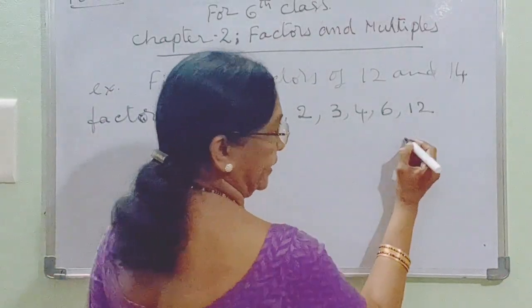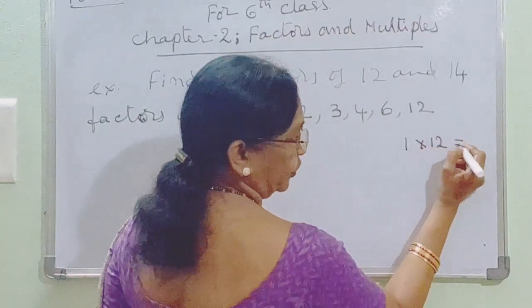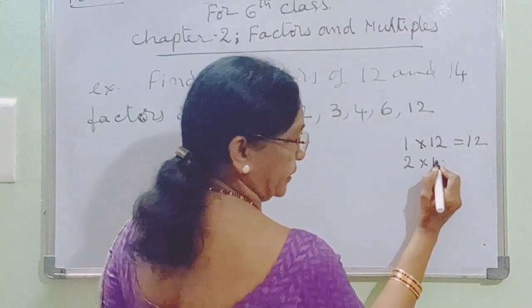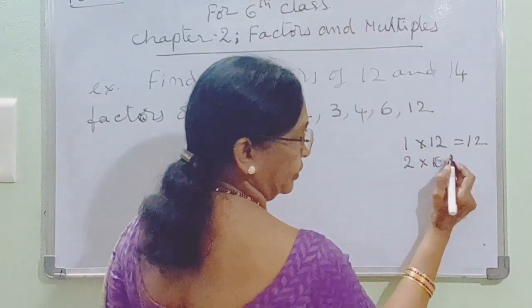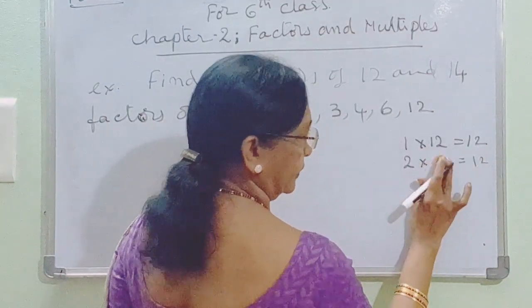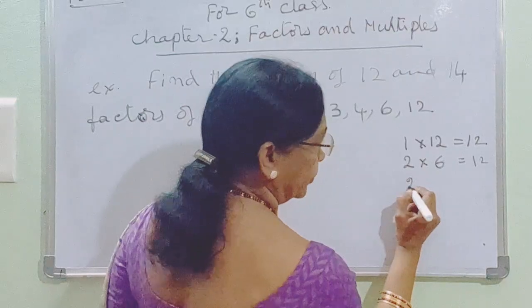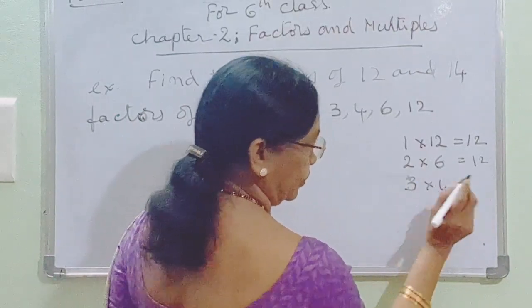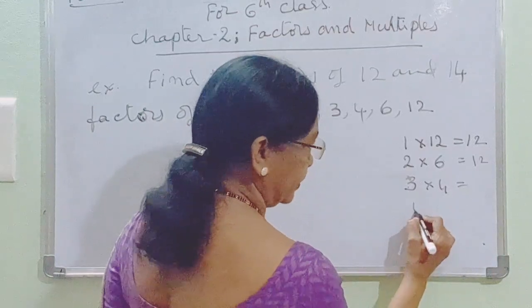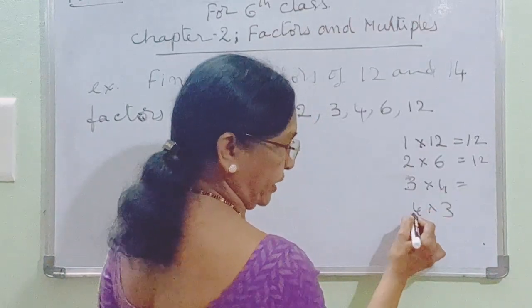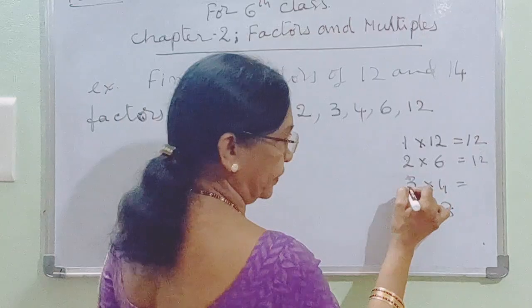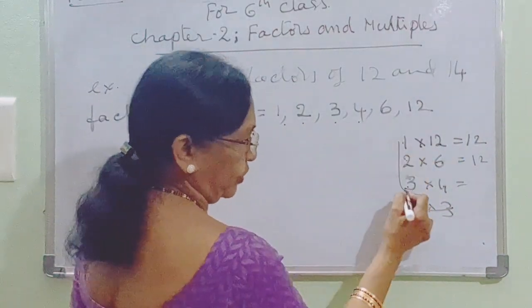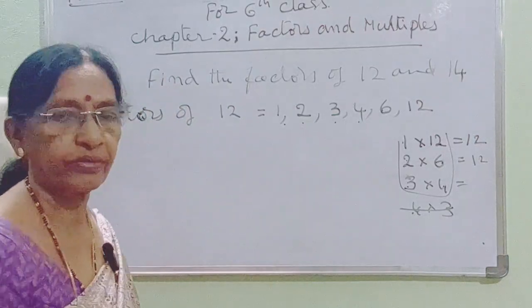Or we can write it like this. 1 into 12 is equal to 12. 2 into 6 is equal to 12. 3 into 4 is equal to 12. Next, 4 into 3, so this is repeated. So 1, 2, 3, 4, 6, 12. These are the factors of 12.